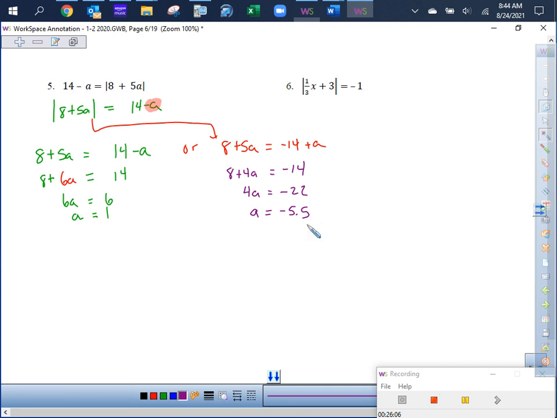If it was a wacko decimal, or a repeating decimal, you have to leave it as a fraction, right? So if it was like negative 5.3 repeating, you'd have to keep it as 16 thirds or whatever that turns out to be. So let's sub back in.